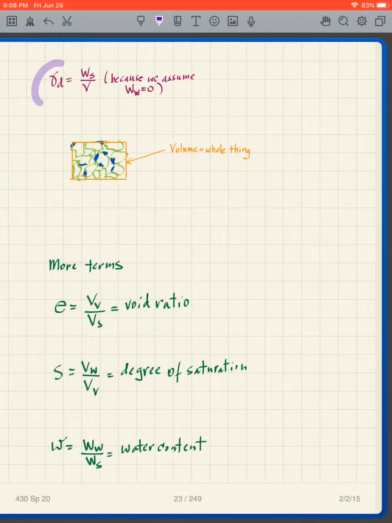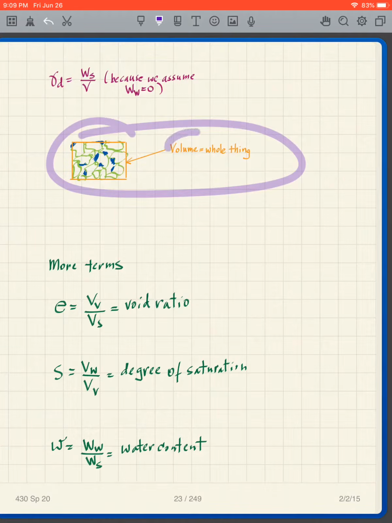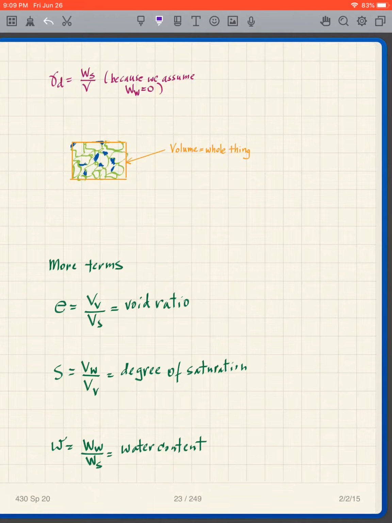And then gamma D is the dry density. What is that? Well, that's the weight of the solids divided by the total volume. How do I know that? Because we assume that the weight of water is 0. And again, when I say the volume of our soil, it's the volume of this whole thing. In this case, it's a rectangle, because I'm including the air, the water, and the solids. Okay, a few more terms here, and that is the symbol e, which we call void ratio. What is that by definition? It's the volume of voids over volume of the solids. Again, you need to know these.